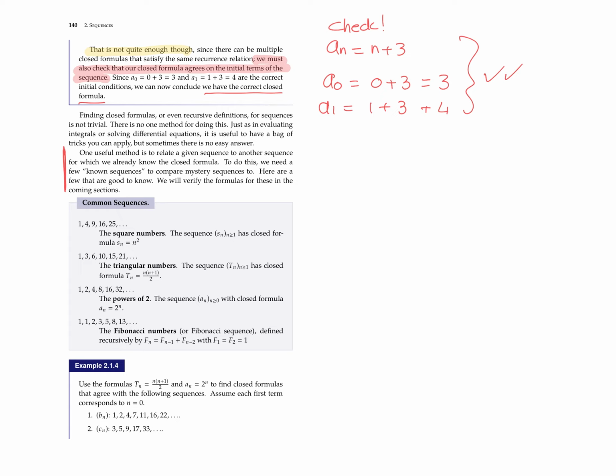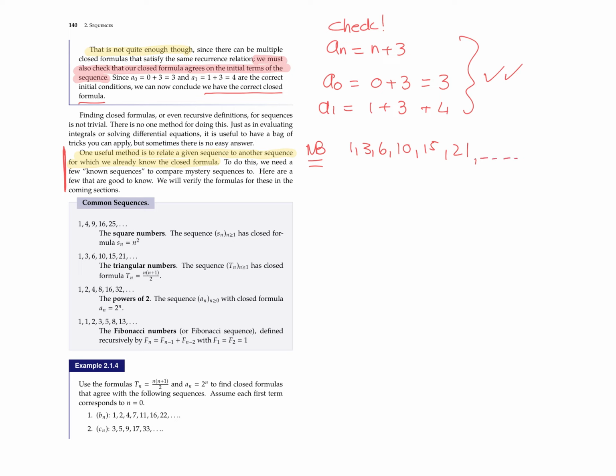Very important paragraph over here. They say one useful method is to relate a given sequence to another sequence for which we already have the closed formula. Now, folks, that is important. One way to do this is to relate. You saw me on the previous pages say there's a triangular number. The triangular numbers were 1, 3, 6, 10, 15, 21. And immediately I said we're not even going to look at that.